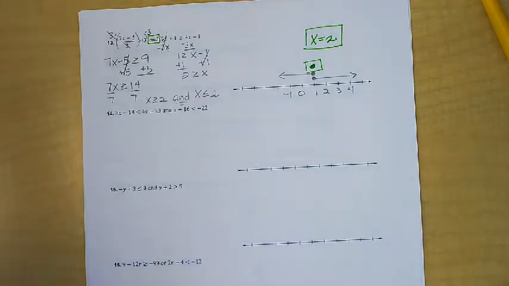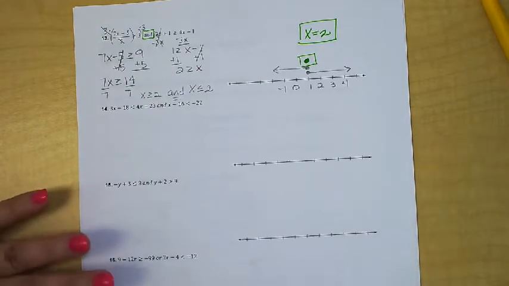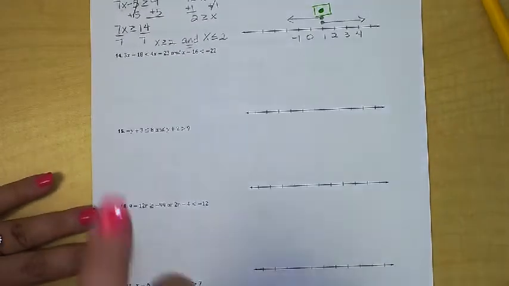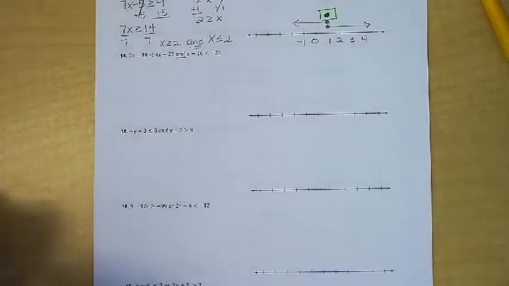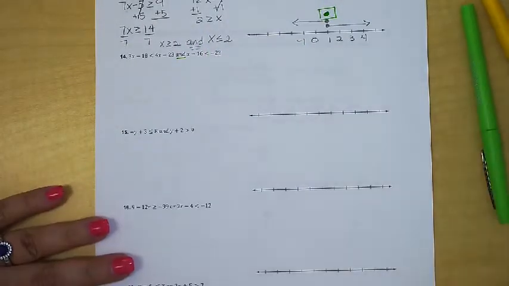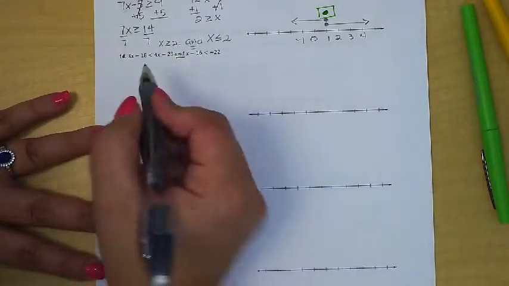All right, let's try one more. We'll try number 14 here. So number 14 is an AND statement. Keep that in mind. And we'll start solving each one separately.